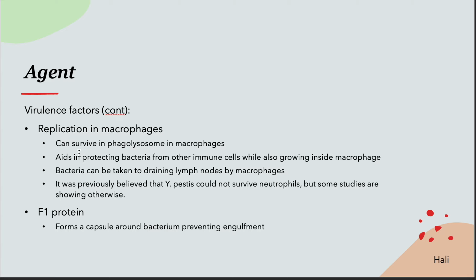They can also replicate inside of macrophages. They can survive the phagolysosomes, and this aids in protecting bacteria from other immune cells while also being able to grow inside the macrophage. Macrophages can also take bacteria to draining lymph nodes where they cause infection. And it was previously believed that Yersinia pestis could not survive neutrophils, but some studies are showing otherwise. They also have an F1 protein that forms a capsule around the bacteria to prevent engulfment.